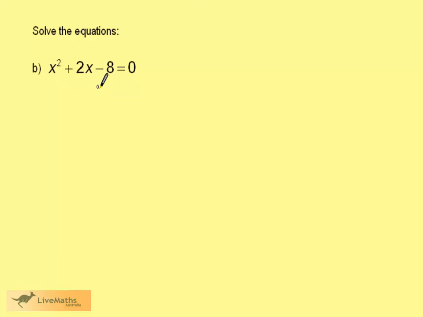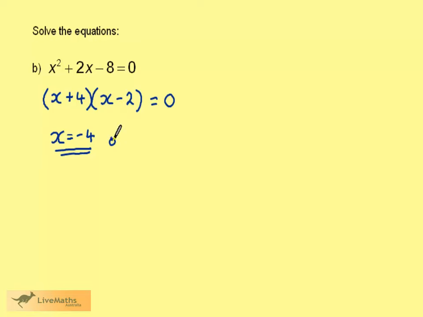For x squared plus 2x minus 8 is equal to 0, we need to factorize into two brackets. x plus 4 and x minus 2 would be the correct factorization. The first bracket gives us x is equal to minus 4, and the second bracket gives us that x is equal to 2.